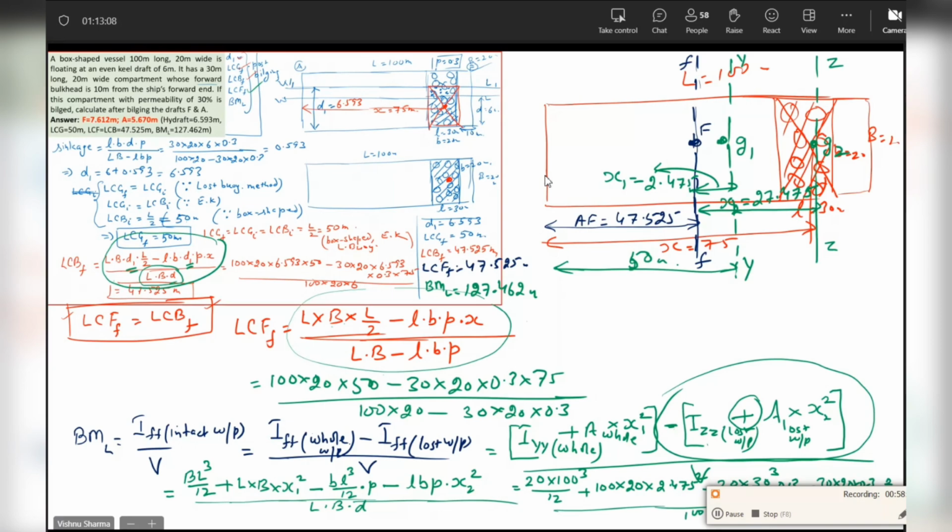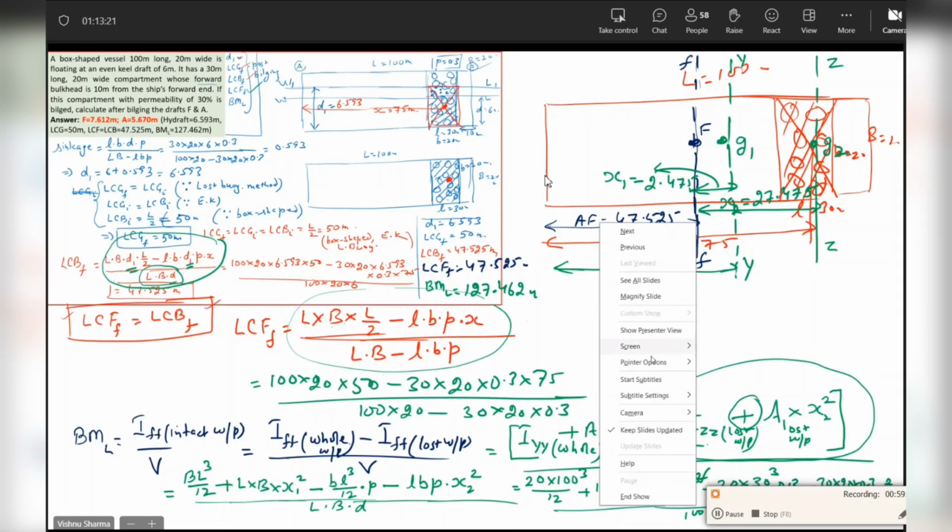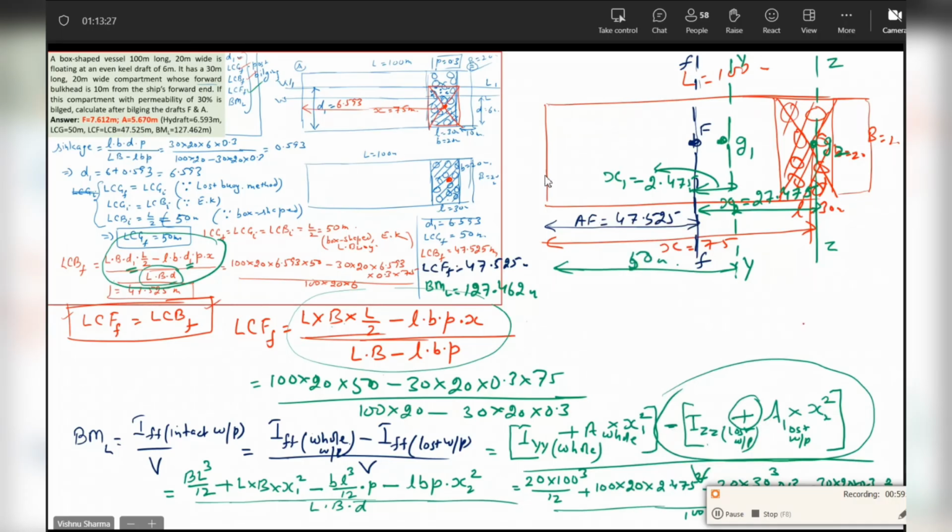Is the question clear, beta? Is the BML value matching? Calculate the BML and confirm. I have picked up the value from the answer on top, but it has to match. There cannot be anything wrong. The remaining question. Yes, sir, matching. Yeah, it will complete in this part.